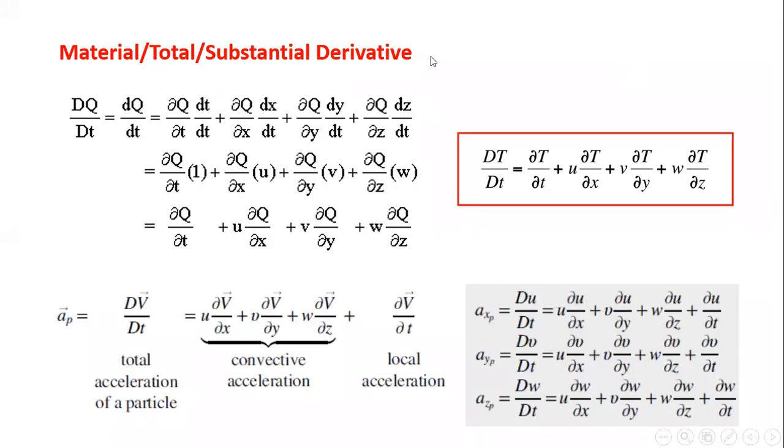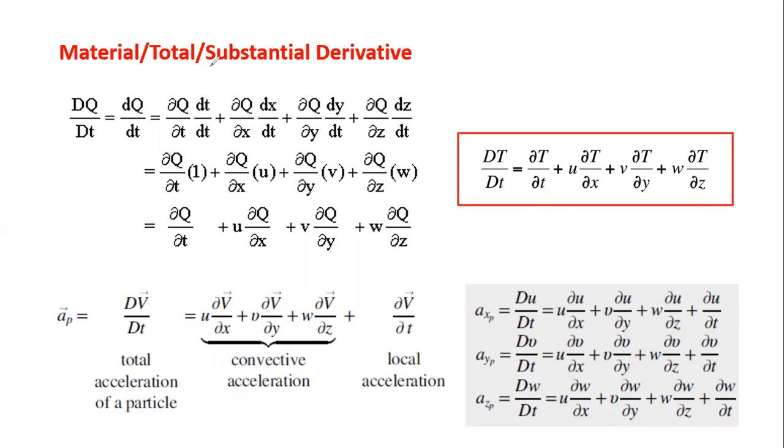Another definition that we will see a lot in fluid mechanics, and actually this is a very important definition and a very important tool in fluid mechanics and fluid dynamics in general. It's called the material derivative, or the total derivative, and sometimes it's called the substantial derivative.